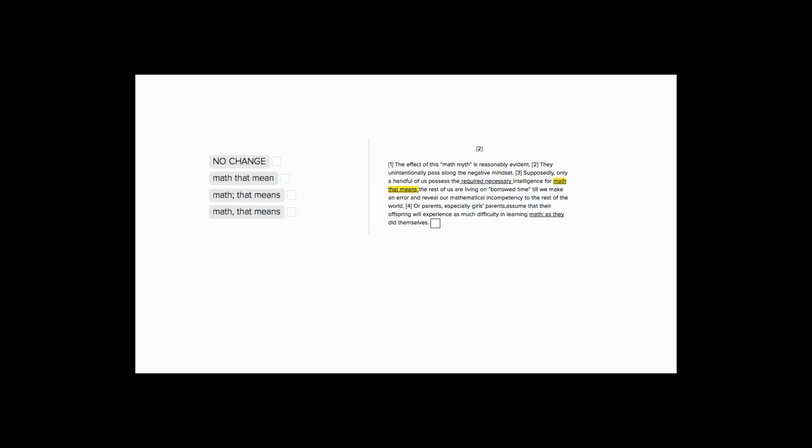This is Sophie Heller, and this is an ACT English punctuation question. We'll see in this question that punctuation can really change the meaning of a sentence. So let's look at our sentence.